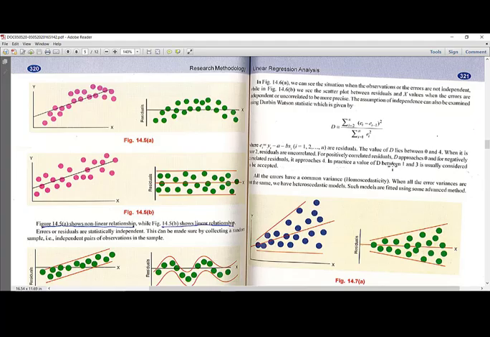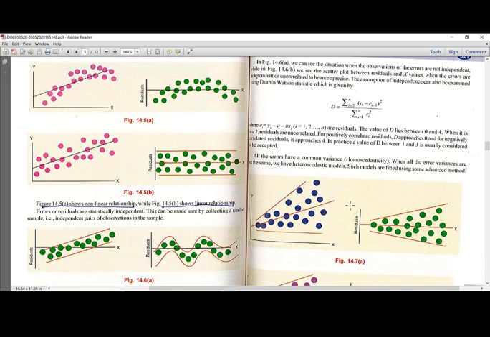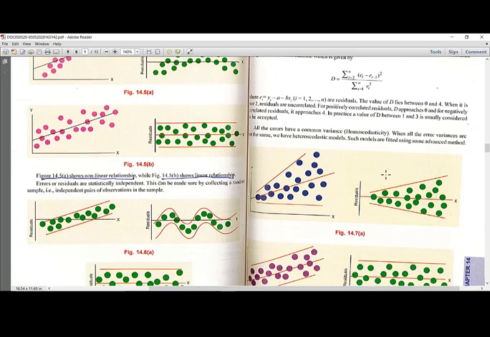In practice, a value of d between 1 and 3. Even though ideally speaking, we say that d value should be closer to 2, but in practice, a value of d between 1 and 3 is usually considered to be accepted. All the errors have a common variance, and that is called homoscedasticity. When all the error variances are not the same, we have heteroscedastic models. Such models are fitted using some advanced method.